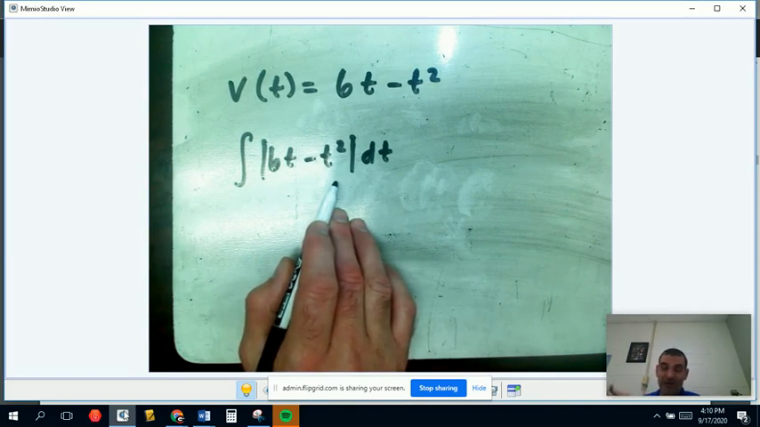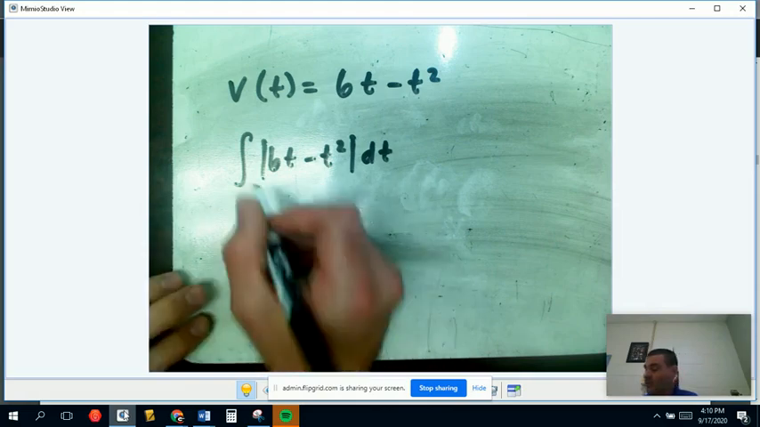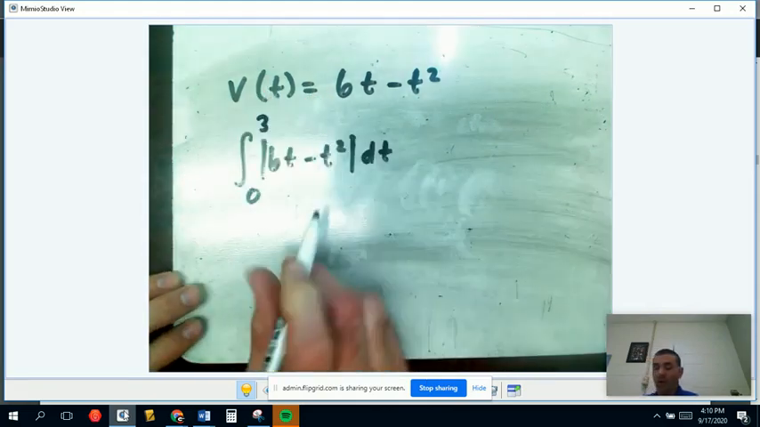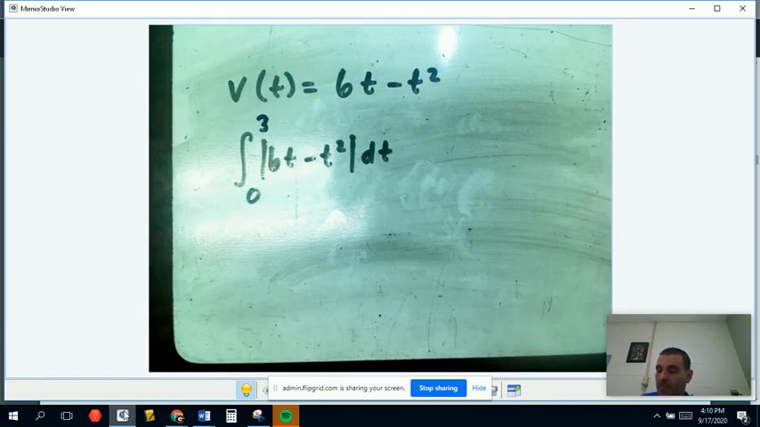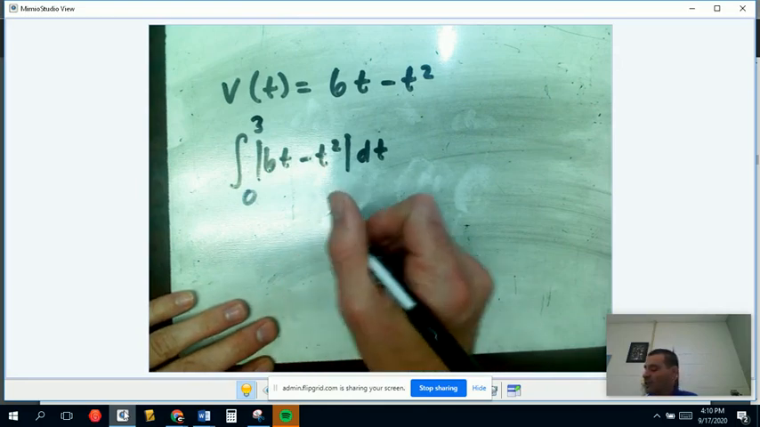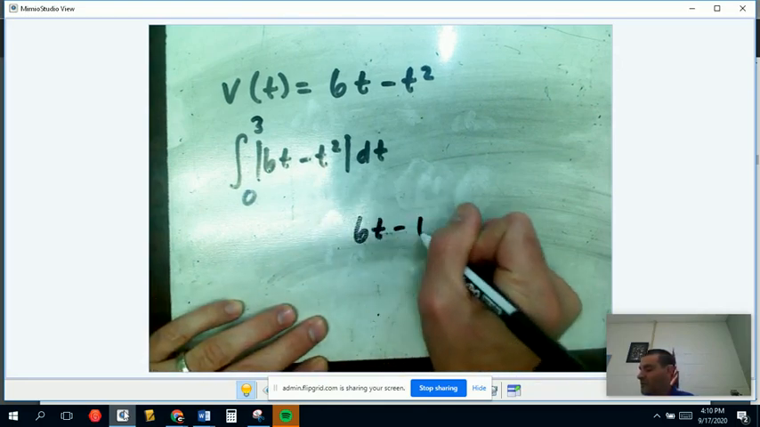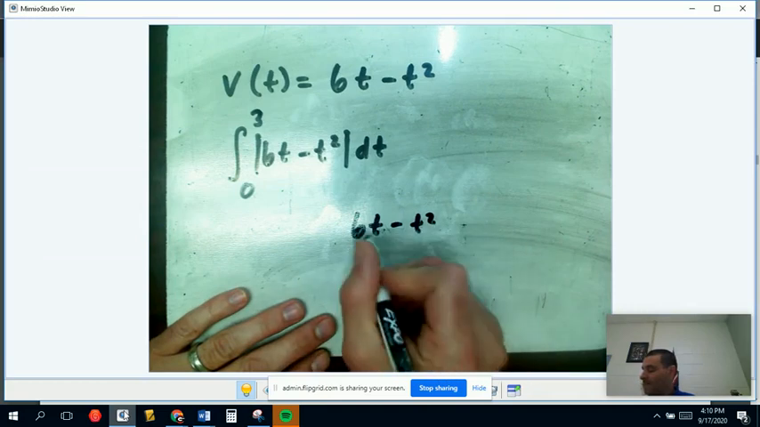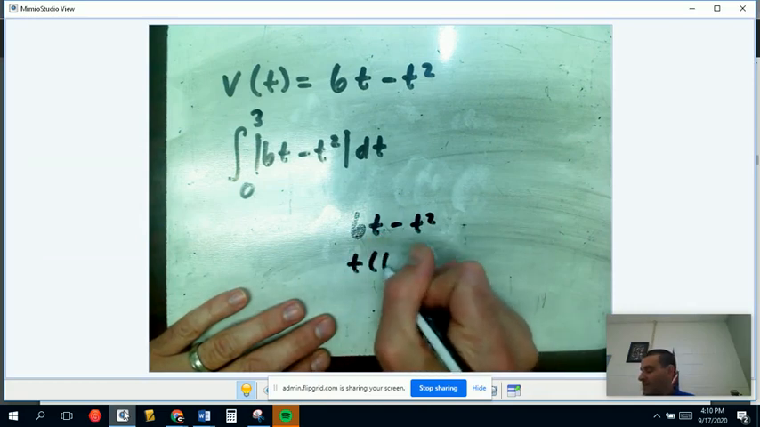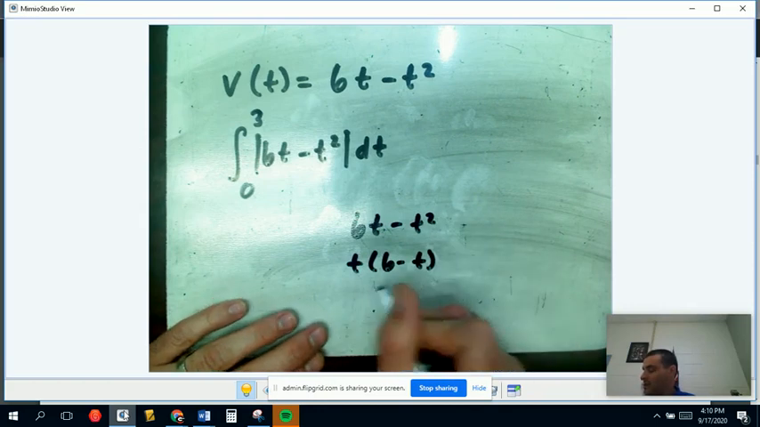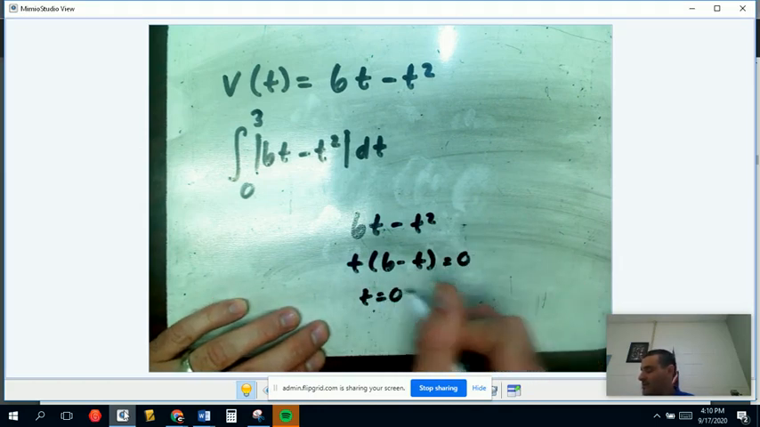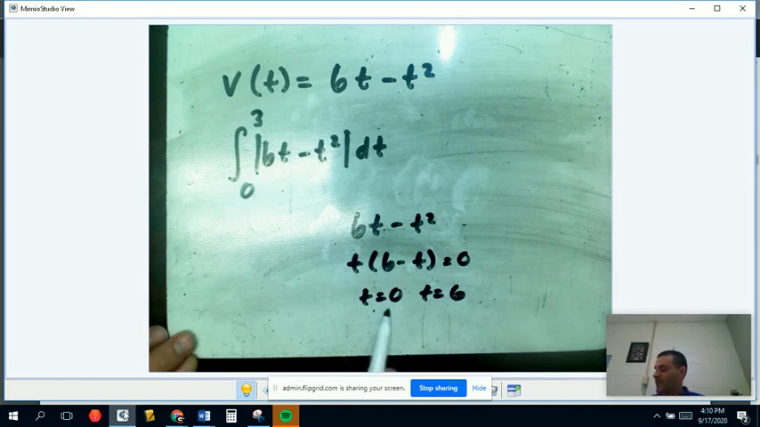Now, if you look at the function 6t minus t squared, we're going from 0 to 3. We can ignore these absolute value bars if everything is above the x-axis. Right? So just doing a quick inspection of that function, if I factor out a t, the zeros of this function would be 0 and 6. So it's not going to change. It's either going to be all positive or all negative in that interval. So that's good. It doesn't change in the middle of 0 to 3.